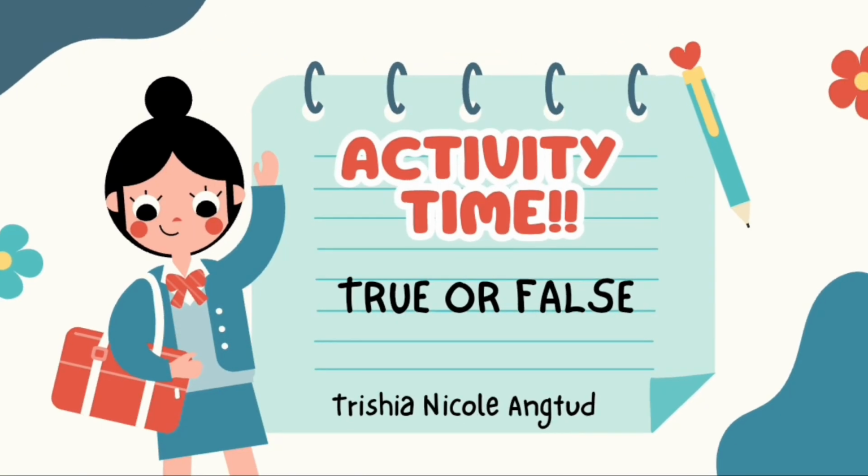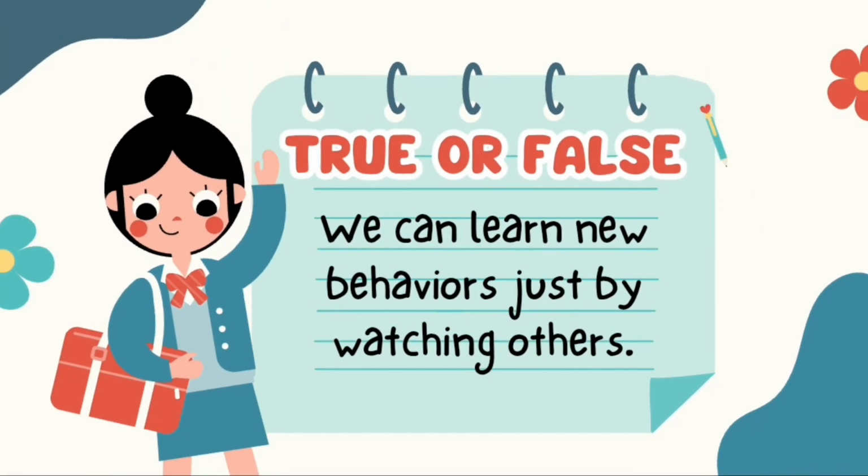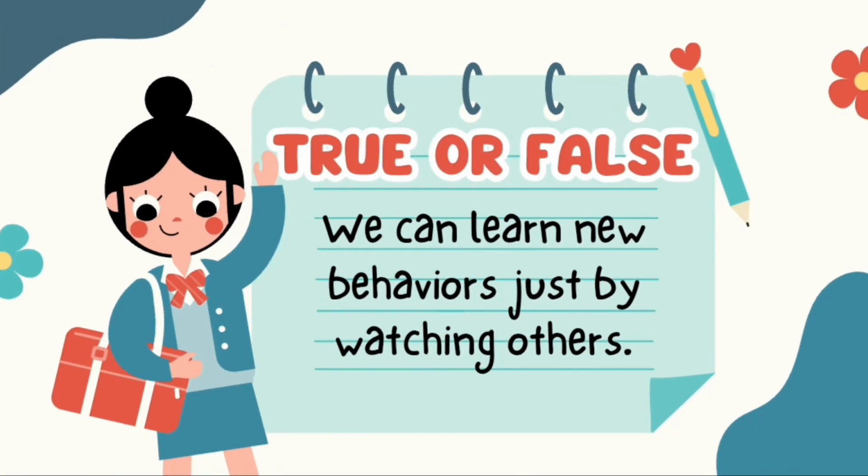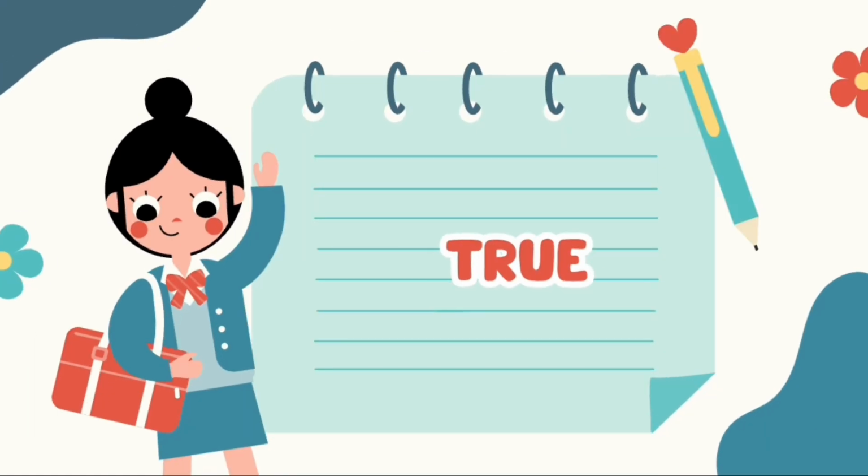So before we start with our discussion, I prepared a short activity. Let's have a quick true or false activity. This will help us see what we already know about learning. Raise your hand or show a gesture if you think the statement is true, and stay neutral if you think it is false. So, the first question is, we can learn new behaviors by watching others. Is it true or false? Okay, is it indeed true?